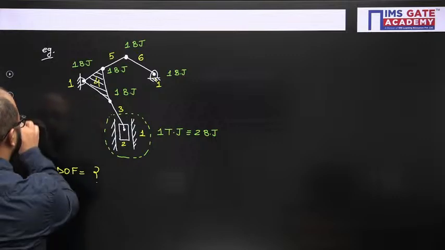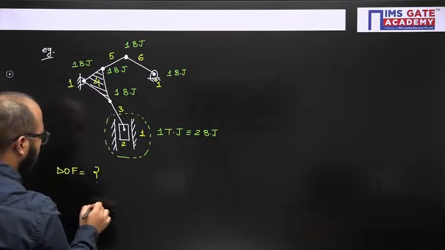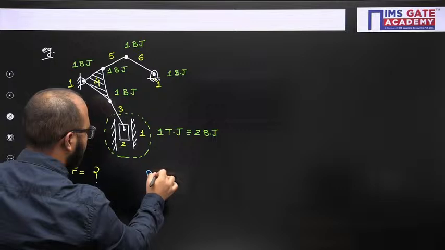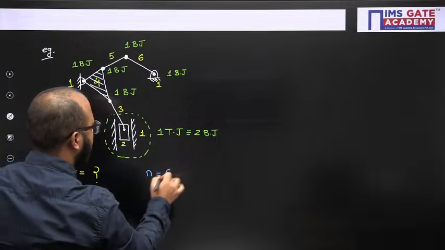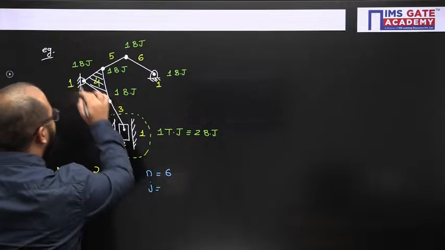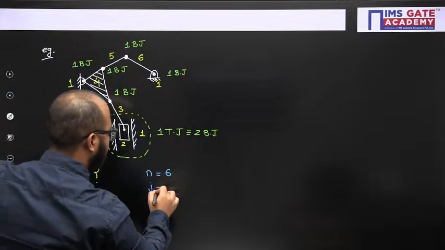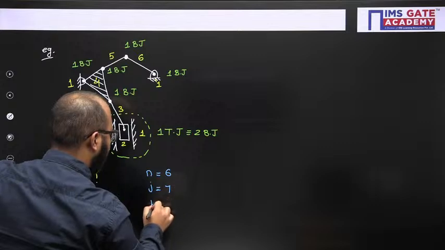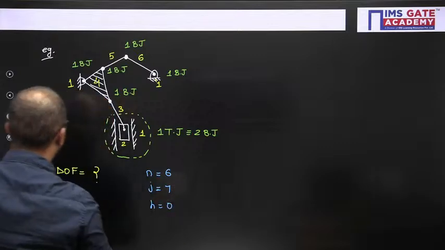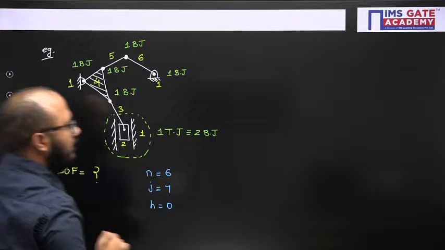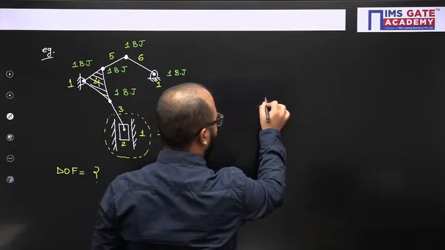Now, we will mention all the details here. Number of links we have is 6. Number of binary joints: 1, 2, 3, 4, 5, and the ternary joint counts as 2, so this is total 7. Number of higher pairs: there is no higher pair, so 0. Now, I will use the degree of freedom formula here.